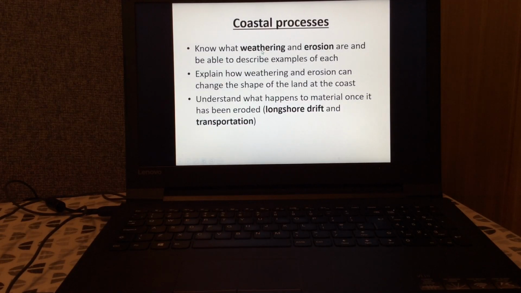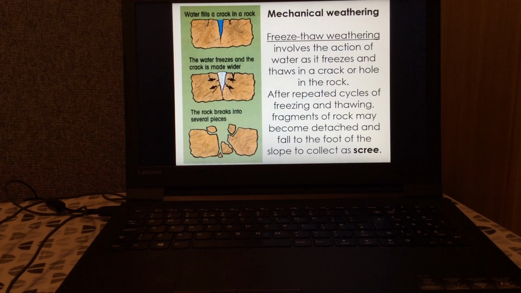Okay, here we're going to learn about weathering, and then we're going to go on and learn about erosion. So first of all, weathering. Weathering isn't actually done by the sea, it's done by the weather or other biological processes. Okay, so the first category of weathering is called mechanical weathering.